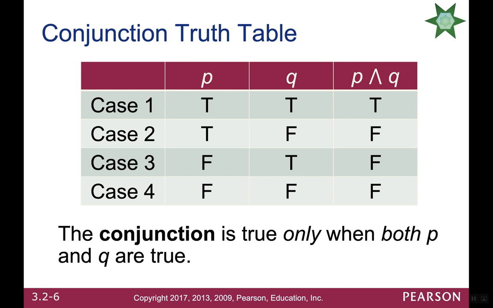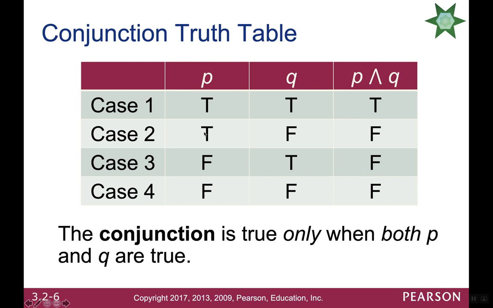So now let's take a look at a conjunction truth table. Just a quick question, what is conjunction? Is that the upside down V or the right side up V? Well, you can see that in our table here. It is the upside down V, and is that an and or an or? The answer is that it is an and. So in case 1, P is true, Q is true, then P and Q are also true.